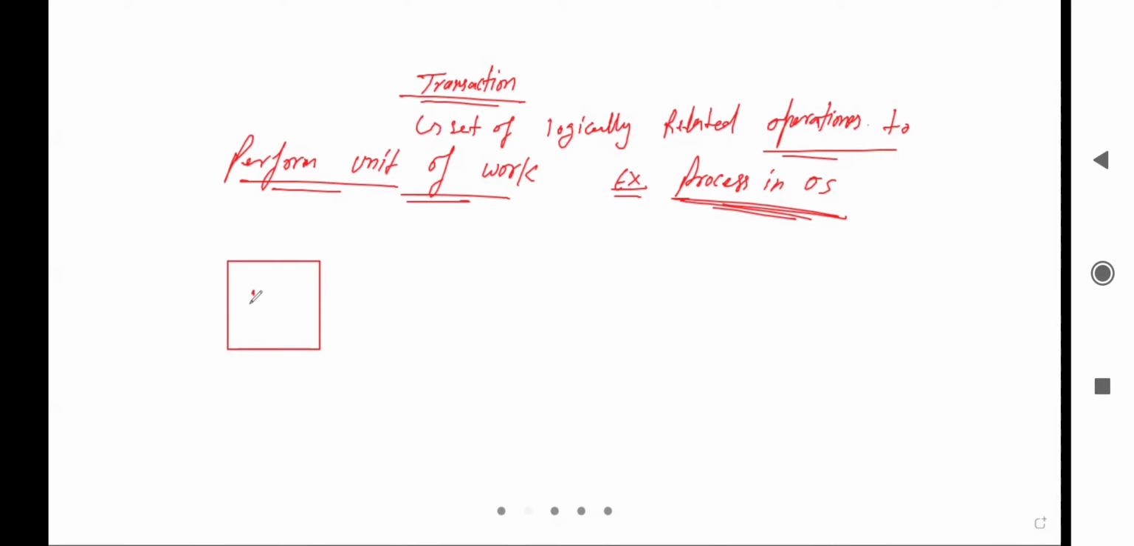Assume that this is a database, a bank database, and here there can be the transactions T1, T2, T3, and so on. These are the transactions done to transfer an amount from A to B, right? So these may be the transactions of transferring the amount from A to B.